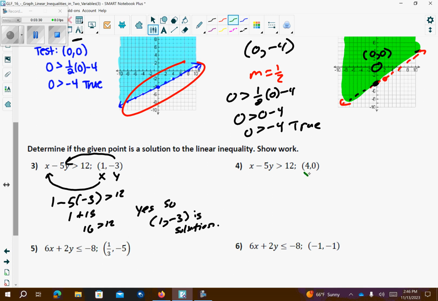Again, this is an x, this is a y value. We're going to plug the x in here, the y in here. So I'm going to get 4 minus 5 times 0. Is that greater than 12? Is 4 minus 0 greater than 12? Well, 4 minus 0 is 4. So is 4 greater than 12? This is false. So 4 comma 0, not a solution.